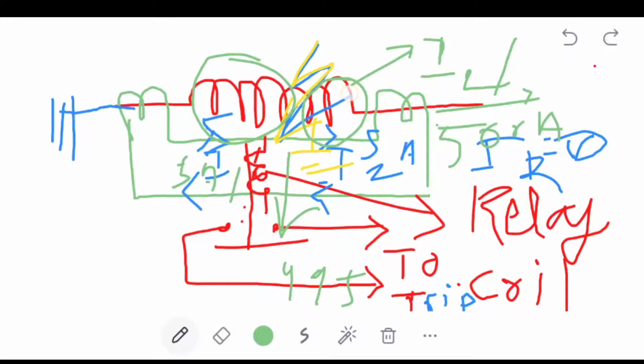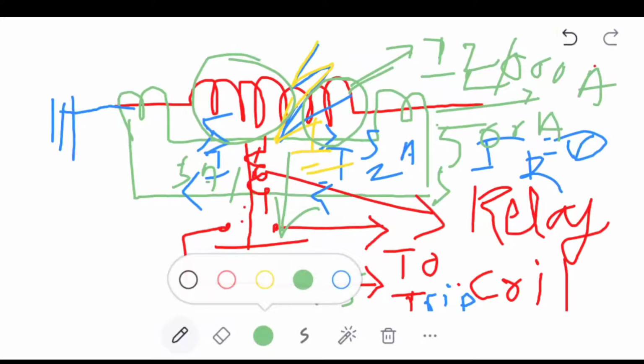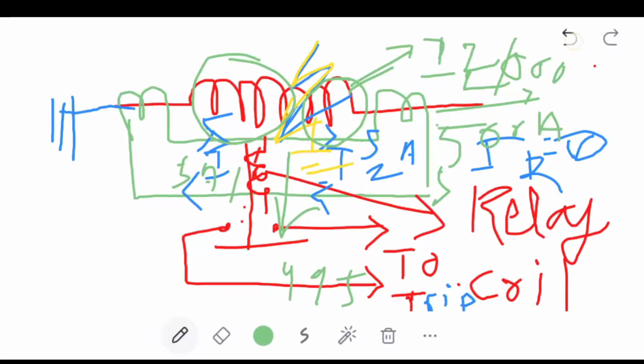Assume the normal current is 1000 amps, and now 5 amps is flowing in the secondary. Whenever a fault occurs, 1000 amps may rise to 2000 or 4000 amps. We can't predict the fault current, but assume that when a short circuit occurs in the transformer winding, a higher current will flow, say 4000 amps. At the normal current of 1000 amps, with a CT ratio of 1000 to 5, 5 amps will flow.